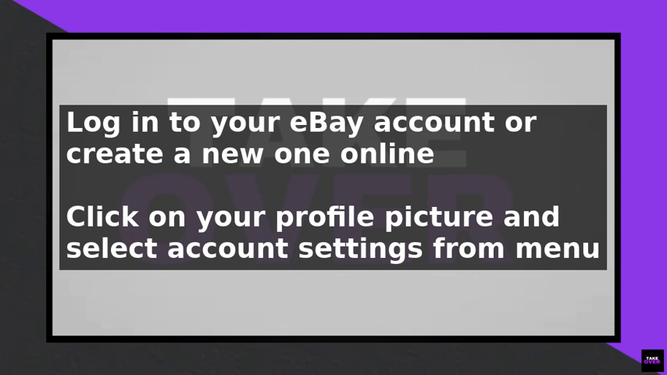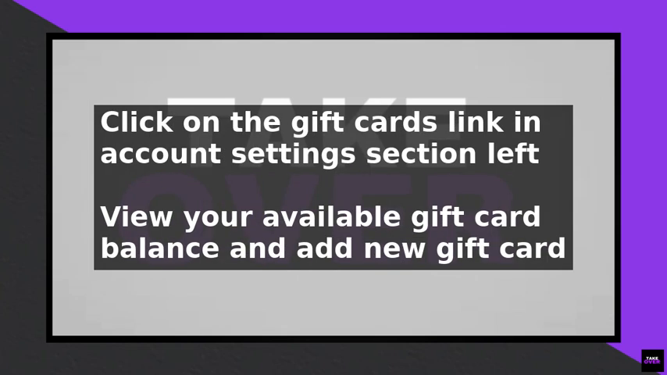In the Account Settings section, click on the gift cards link on the left side of the page. This will take you to the gift card balance page where you can view your available gift card balance and add a new gift card to your account. To add a new gift card, click on the Add a Gift Card button and enter the gift card code and the gift card PIN, which can be found on the back of the physical gift card or in the email if you received a digital gift card.